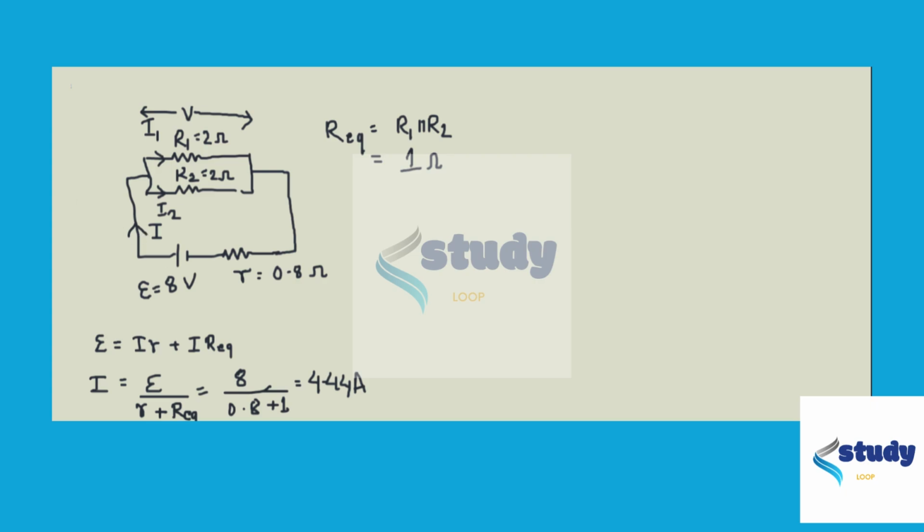Now this current, as it flows from here, gets divided into R1 and R2. Since they are equal, the current is also equally divided. For R1 equal to R2, the currents are also equal: I1 equals I2, and it is exactly half of the total current. Half of 4.44 is 2.22 amperes. So we have found the current flowing through each bulb.